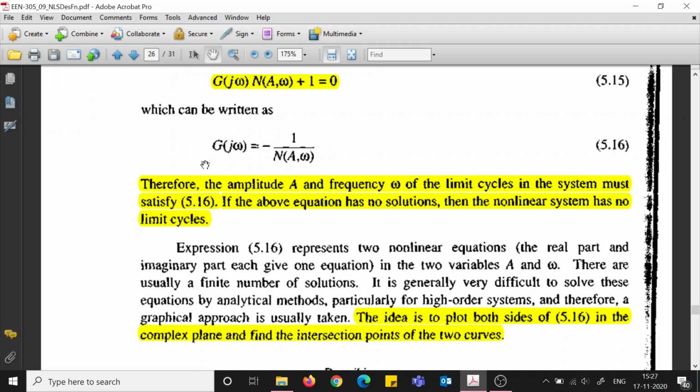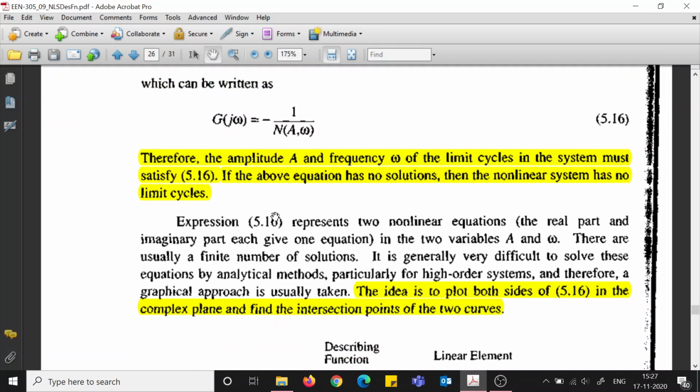So that we are evaluating by looking at the intersections of these two curves. So in those points of intersection we would have limit cycles. If we find that there are no solutions, no intersections, then there is no limit cycle.